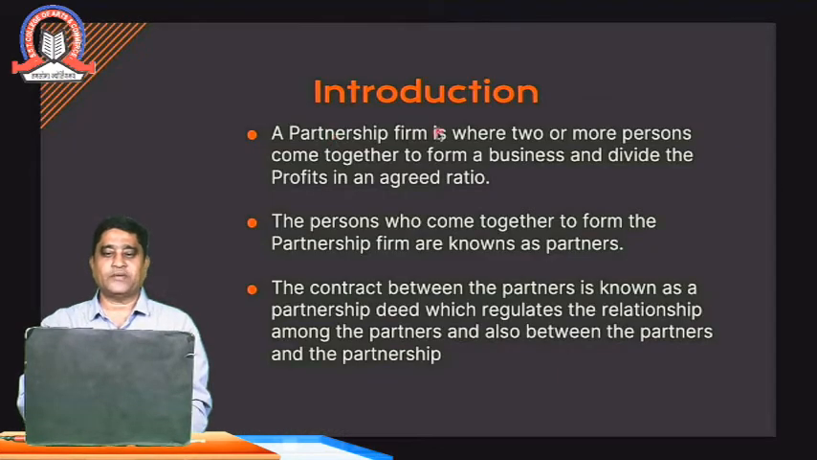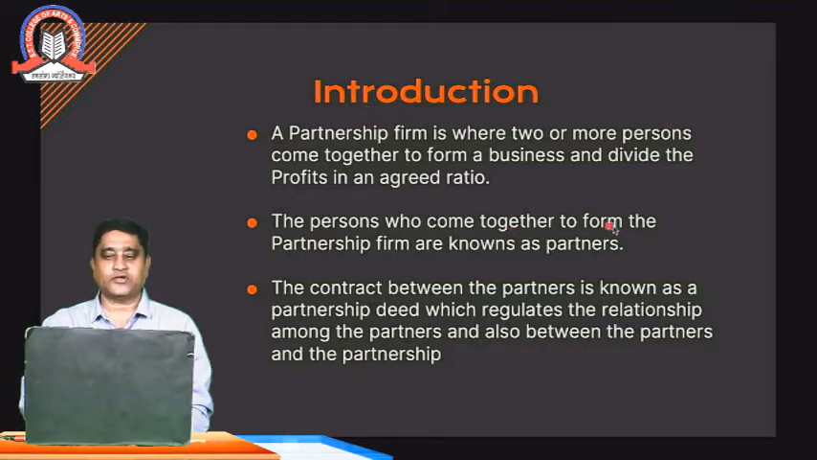The partnership form is where two or more persons come together to form a business and divide the profits in an agreed ratio. Please remember, students, when two or more persons come together to do some business venture, they agree only for a profit-making motive, then only they form the partnership. If the motive is only for charitable purpose, that cannot be classified under the Indian Partnership Act. If the motive is only for loss making, then it won't be covered under the Partnership Act. So it is a mutual agreement between two or more persons.